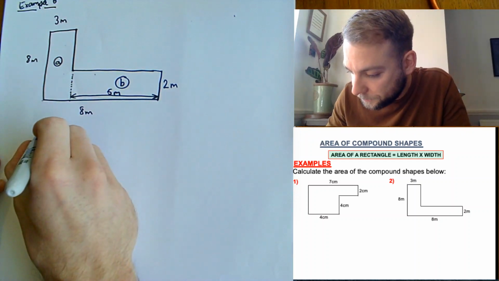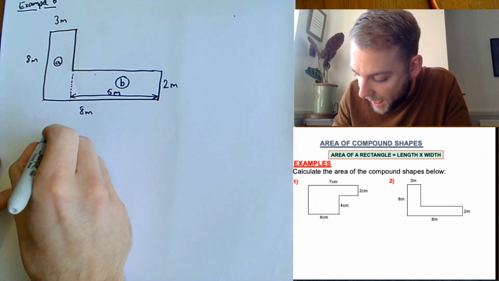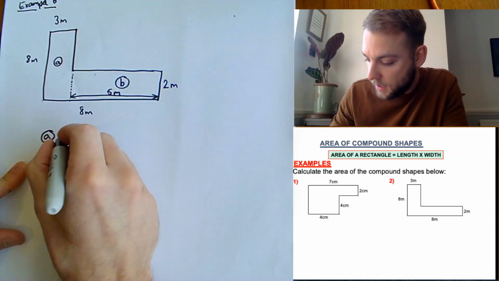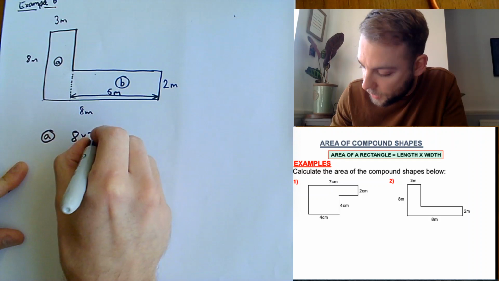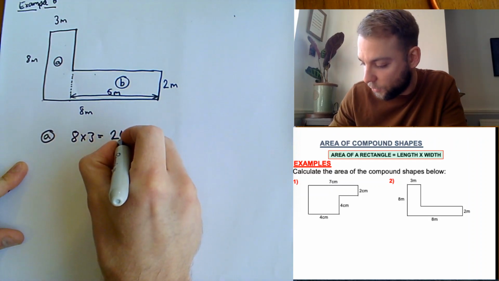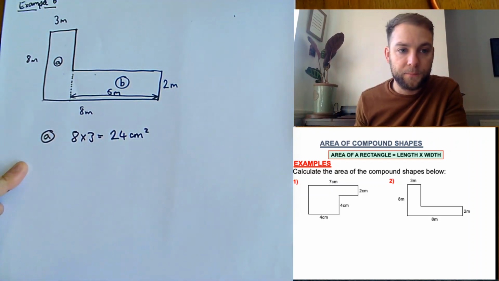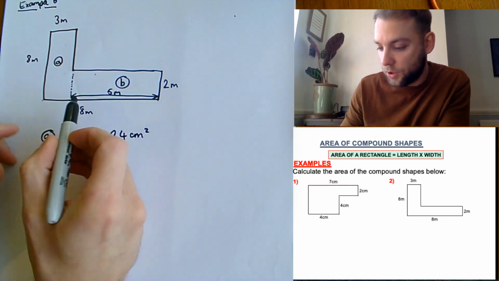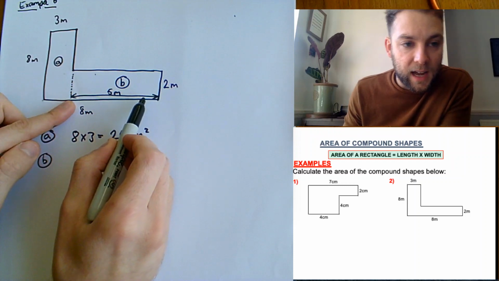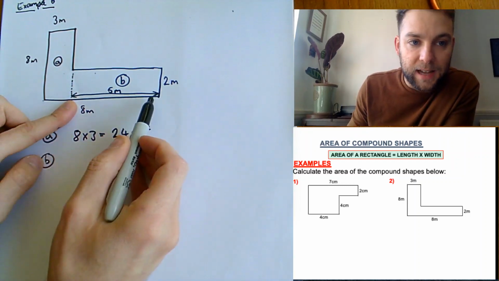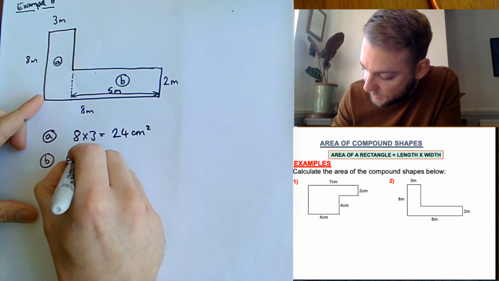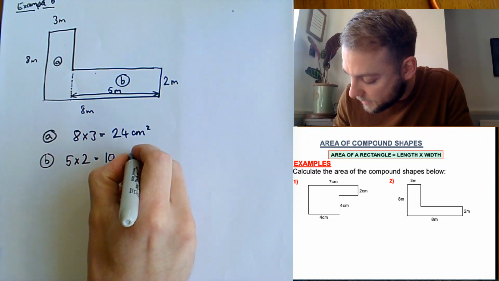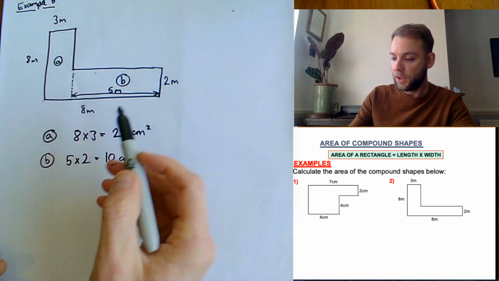So now when I'm doing this, I've got both lengths now. So the area of A is equal to 8 times by 3, which is equal to 24 centimetres squared. And for B, it's going to be equal to 5 times by 2. So the base times by the height. So 5 times by 2, which is equal to 10 centimetres squared.